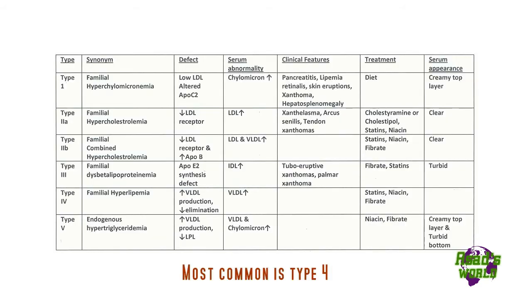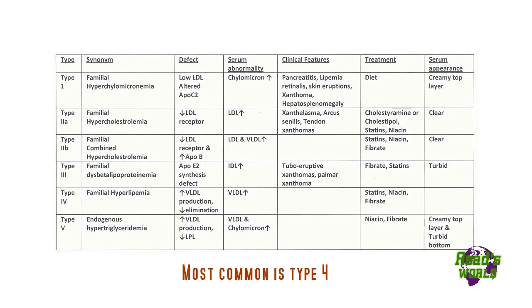Now talking about the types, type 1 is familial hyperchylomicronemia. In this, the chylomicrons are increased in the serum and there is a low level of LDL and altered ApoC2. The clinical features you will observe are pancreatitis, lipemia retinalis, skin eruptions, xanthoma, and hepatosplenomegaly. The treatment is not by any drug. The only treatment is diet, and the serum will appear with a creamy top layer, which shows chylomicrons.